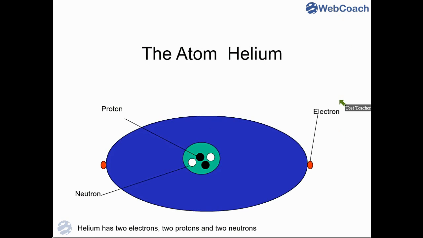Let's move forward now. Here's another atom, helium. Helium has an atomic number of 2.